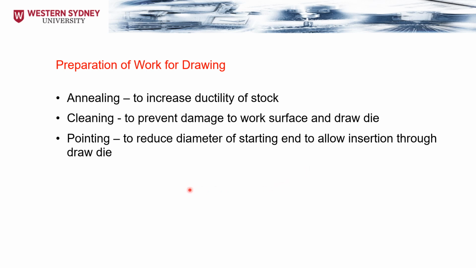To prepare the materials for the drawing operation, we need to do annealing to increase the ductility of the stock. Annealing is a very simple process. We only heat up the metal to a recrystallization temperature and leave it to cool down, usually by slow cooling. Then cleaning, to prevent damage to the work surface and the draw die. And we also need to do the pointing, something like sharpening of the head, to reduce the diameter of the starting end and allow its insertion through the draw die.